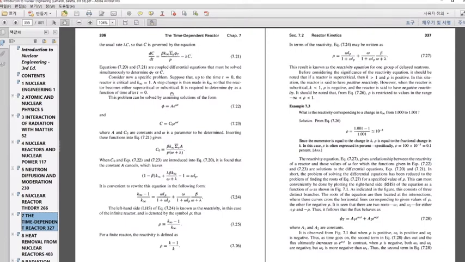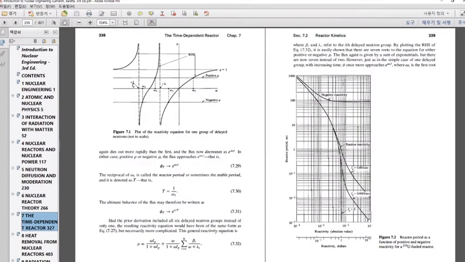And you are able to see very similar equations here. But in this case, it is simplified with only two groups of delayed neutrons. And here, it is given for the case when we have the delayed neutrons with 6 groups. So this is the general reactivity equation. This is the in-hour equation that we could see in our current textbook.